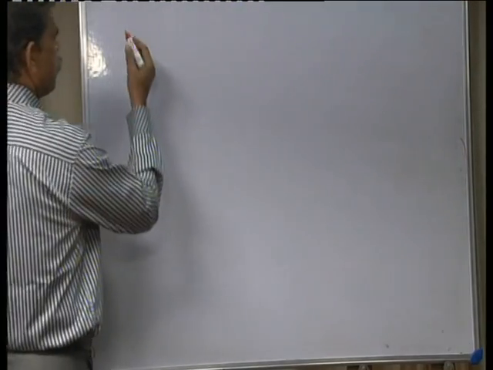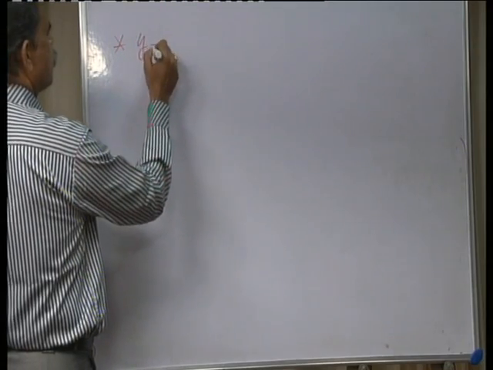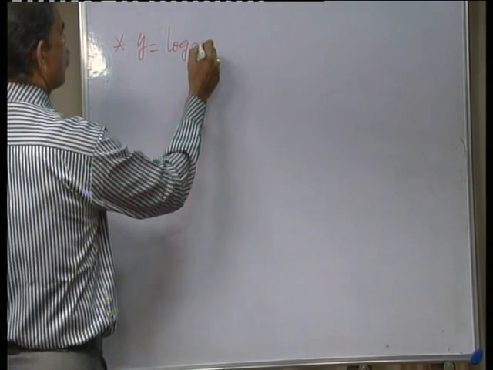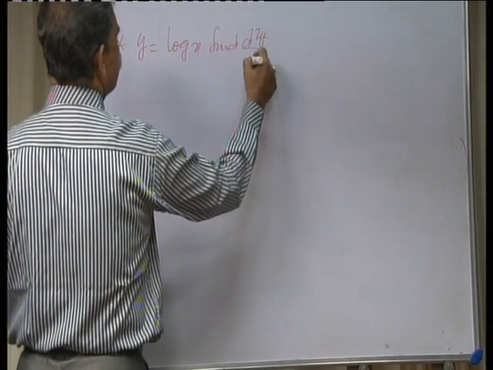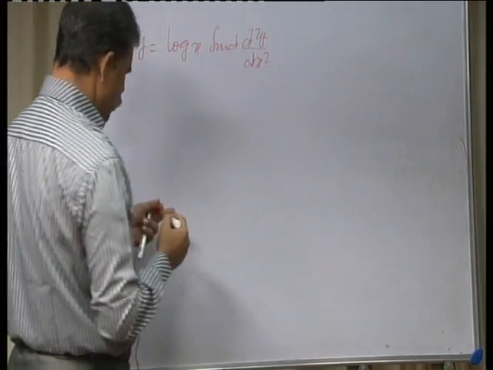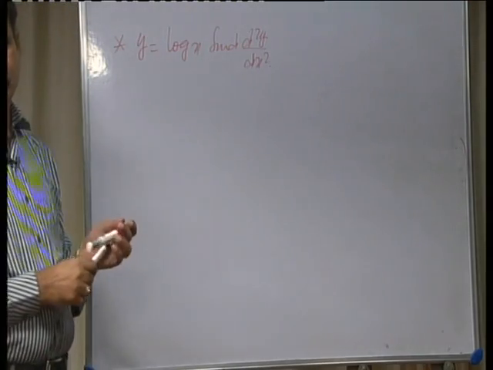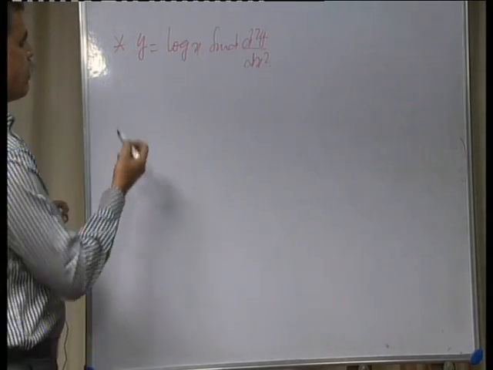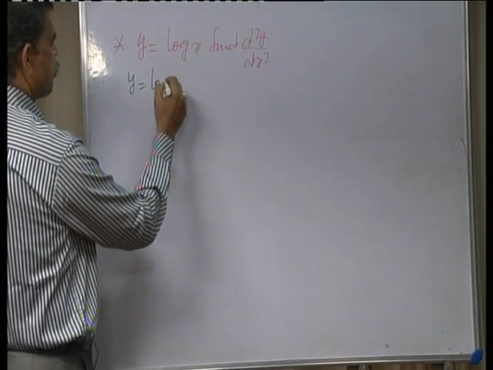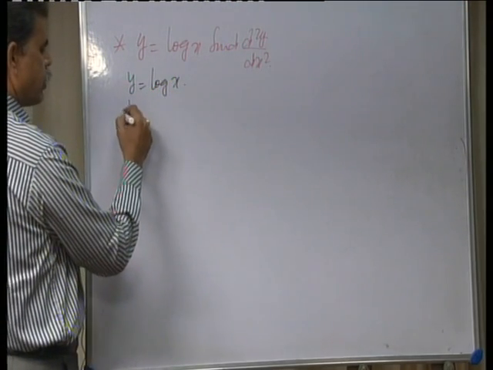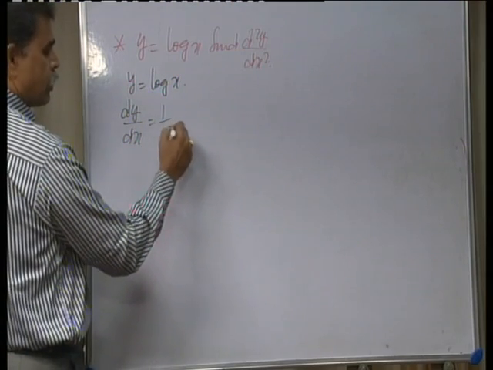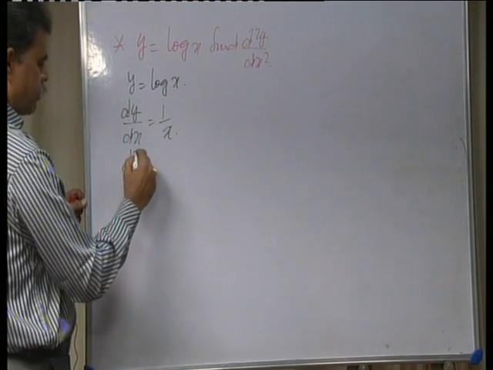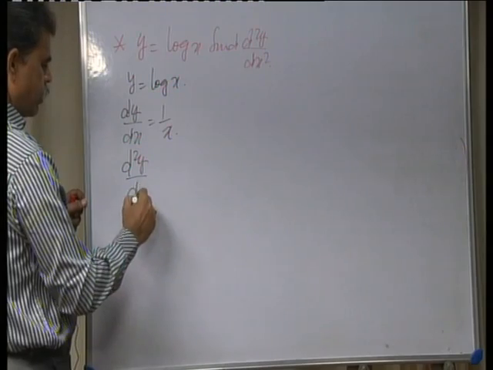I will take a very simple example. If y is equal to log x, find d square y divided by dx square. Such a problem may be asked for 2 marks questions. Y is equal to log x. Differentiate this, dy by dx. Dy by dx is 1 by x. Again differentiate this, you will get d square y by dx square.